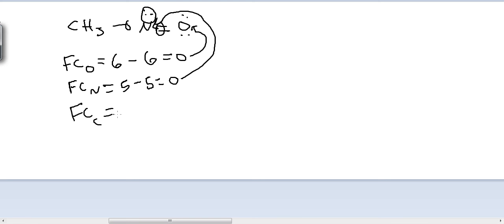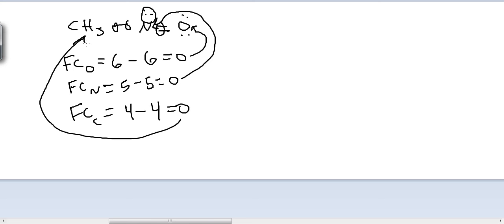Formal charge of the carbon will be 4 valence minus how many it's sharing. 3 hydrogens, so it's sharing 3 electrons with those hydrogens. And also 1 with this nitrogen. So 4 minus 4 is equal to 0. Alright, and that's your video.